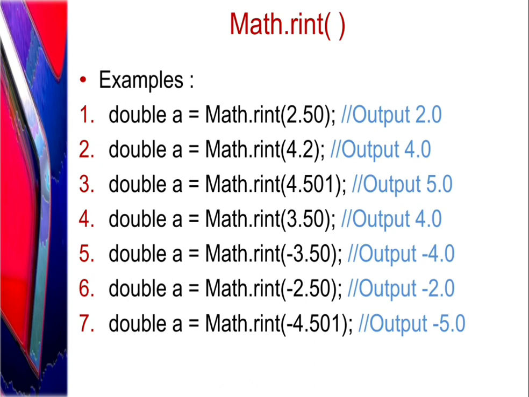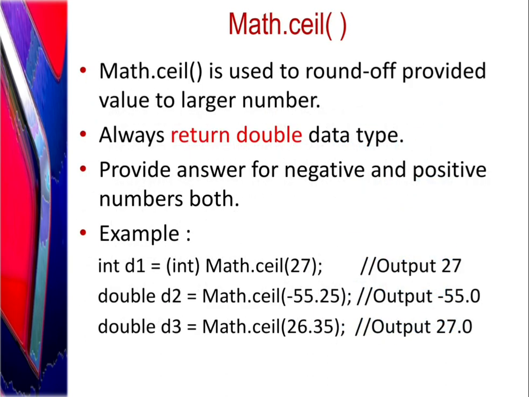See, in minus 4.501, because 0.501 is more than 0.5, that's why you are getting minus 5.0. These things you have to remember. Rint has some complicated things, and you have to judge it.